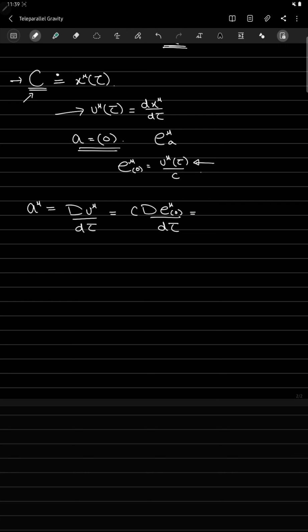What this gives you is c u alpha and the covariant derivative nabla alpha e mu 0. All I have done is use this equation and take the absolute derivative of the velocity, which is this thing. Okay, nice.